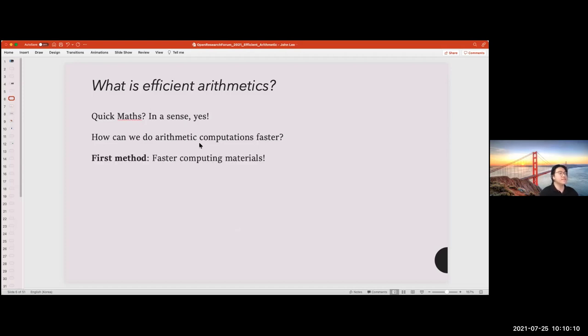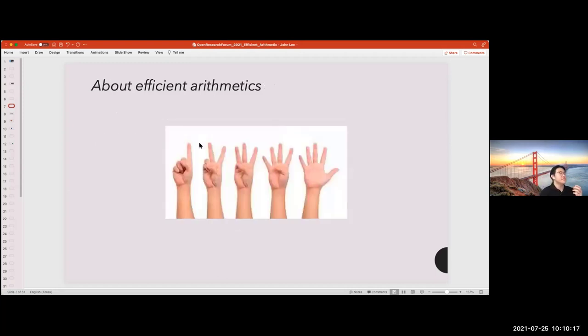The first method is to have faster computing materials. If we go back into history a little bit, people started using fingers to count and fingers to add things, or I guess multiplication didn't really exist back then. It was just repeated addition. But we only have 10 fingers, and usually the numbers we deal with are greater than 10. So people started to improve upon this.